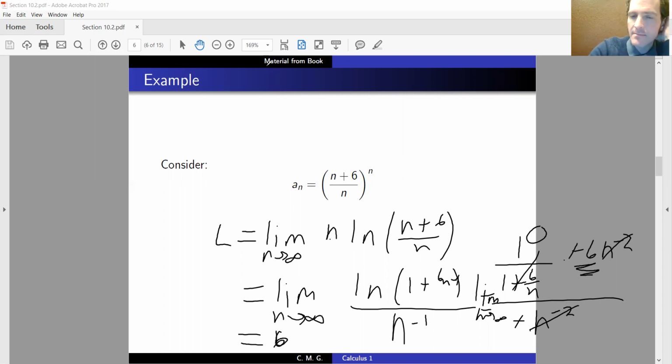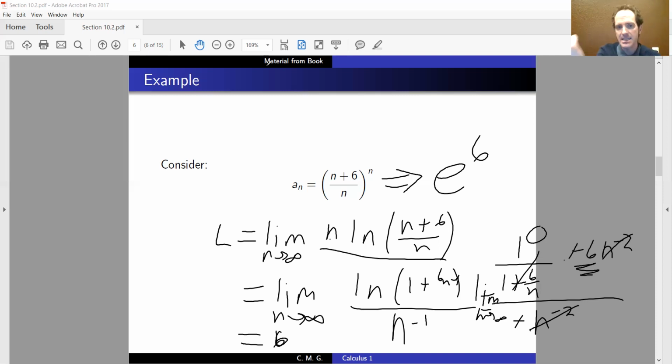So L is 6. So the limit of this thing converges to e to the L, so e to the 6th. And this comes from the fact that we took this natural log to pull the exponent in front. And so to undo the natural log, I have to take e to that power in order to get it to work out.